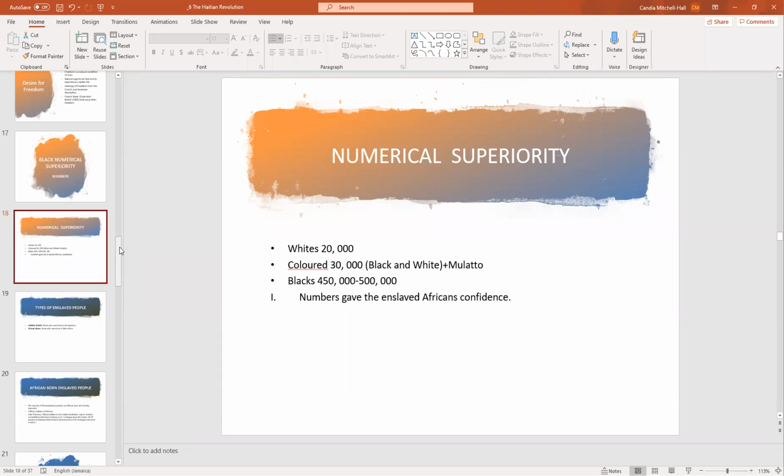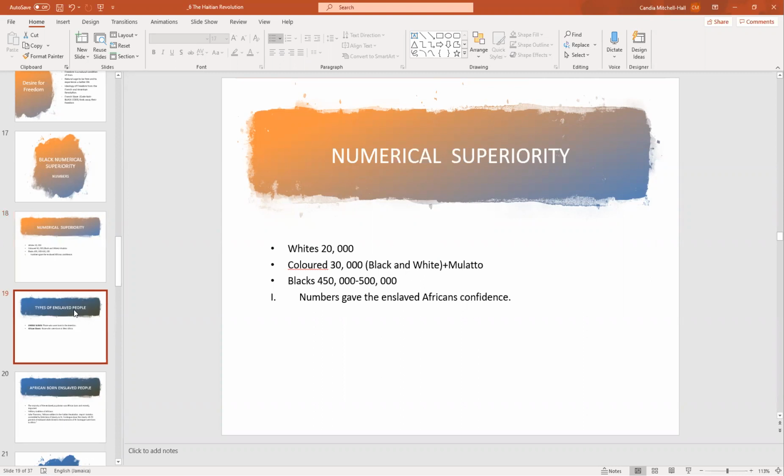Okay, sir. All right? So they had the numbers. If you're writing in the exam and they ask you about the black numerical superiority, say that the majority of blacks in the society were Africans. The majority of the population was Africans. And because of that, it gave them the confidence and the power to rise up or to fight against the system of slavery. That's a cause.